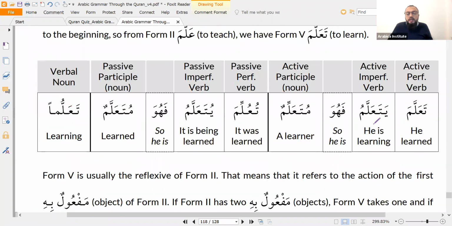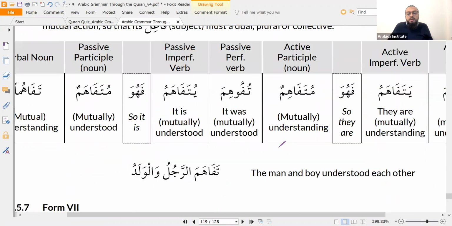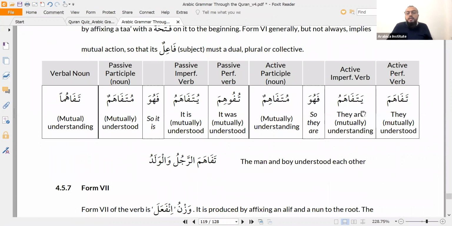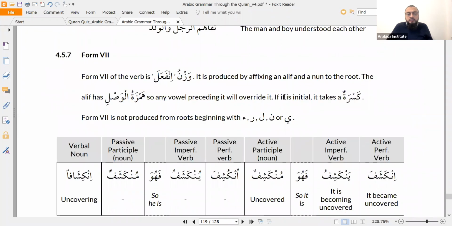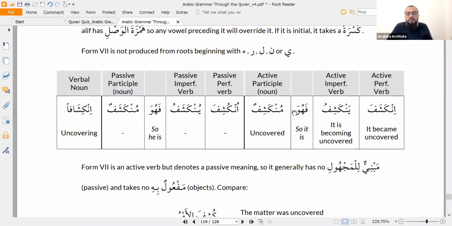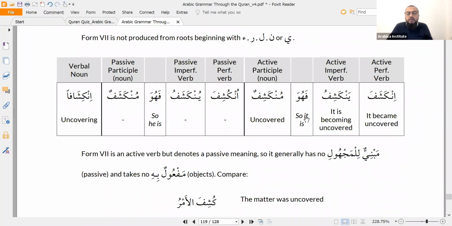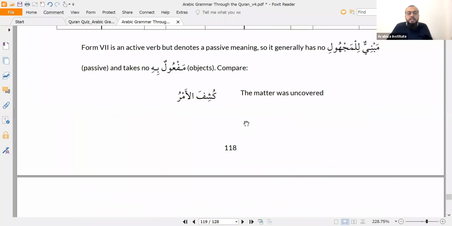Form 5, تعلم يتعلم فهو متعلم. تعلم يتعلم فهو متعلم تعلما. So I'll read them out to you. Then we go to the quiz. Right. So, تفاهم يتفاهم فهو متفاهم. تفاهم يتفاهم فهو متفاهم تفاهما. There's some explanation of the meaning patterns within these verb forms in these notes as well. انكشف ينكشف فهو منكشف. انكشف ينكشف فهو منكشف انكشاف. Anybody got a friend called Kashif?